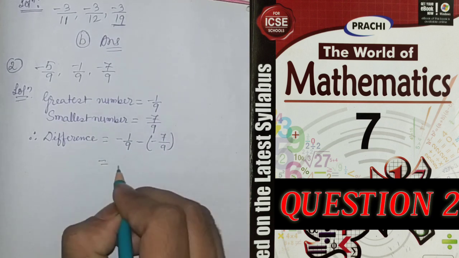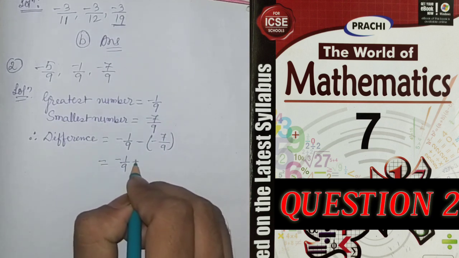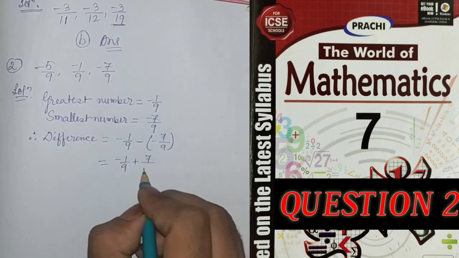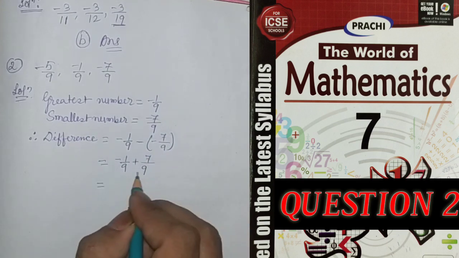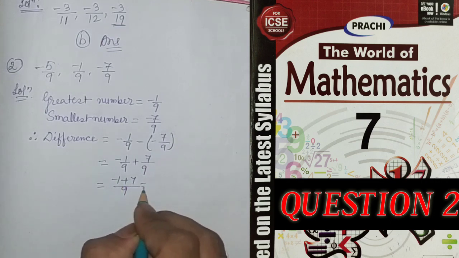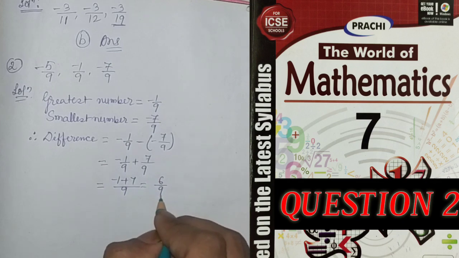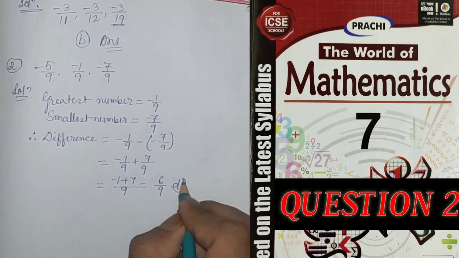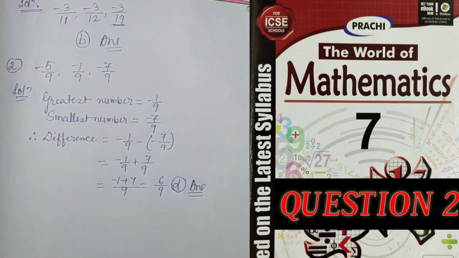We can solve it. Minus 1 by 9, and it will be positive when we remove the bracket. The LCM will be 9. So it will be minus 1 plus 7, which is 6 by 9, and 6 by 9 is given in option number D. So D is the answer to this question.